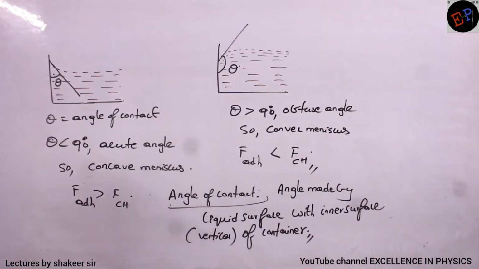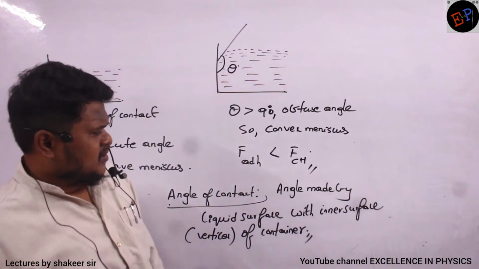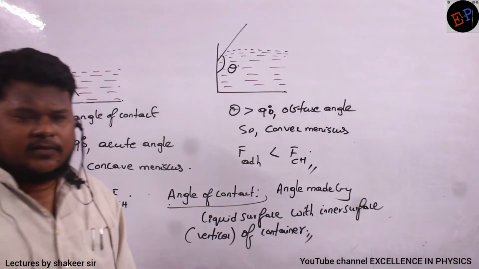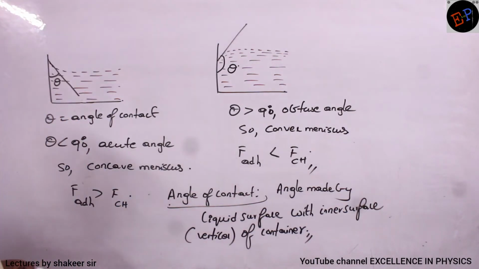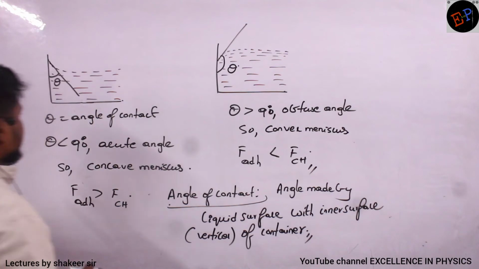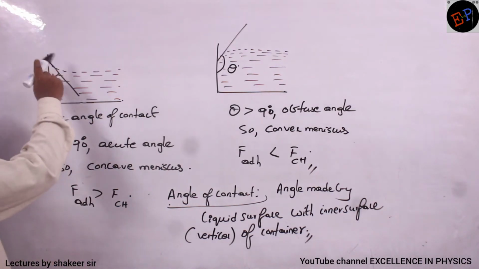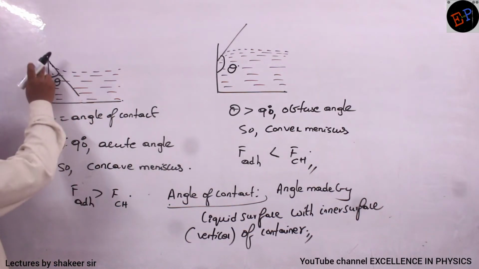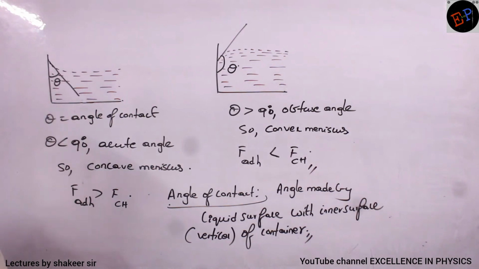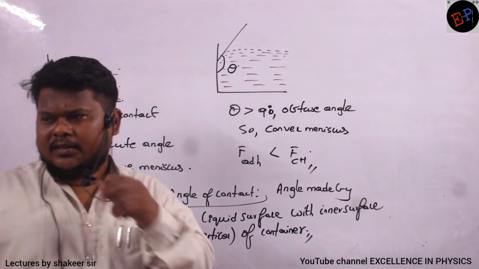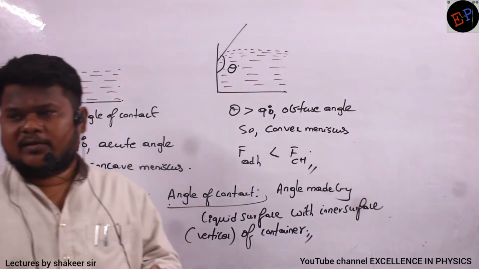So now we have studied what is the effect of adhesive forces and cohesive forces. Now, what is meant by angle of contact? Angle of contact is nothing but the angle between the liquid surface and the inner vertical surface of the container. That angle is called angle of contact.